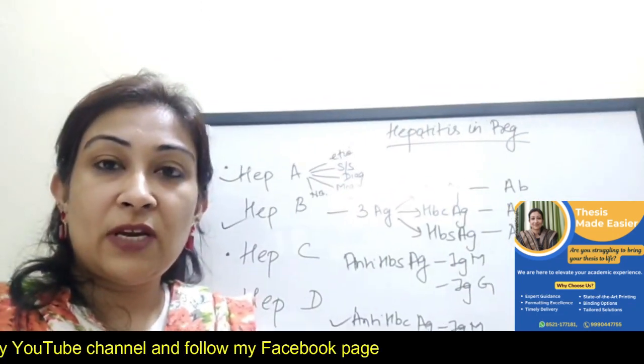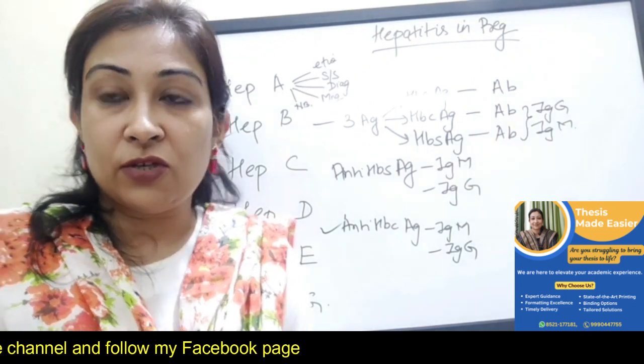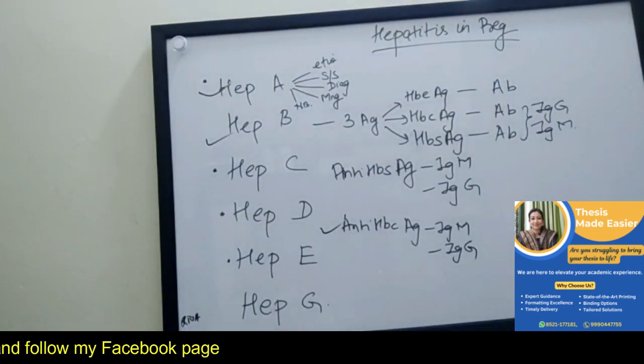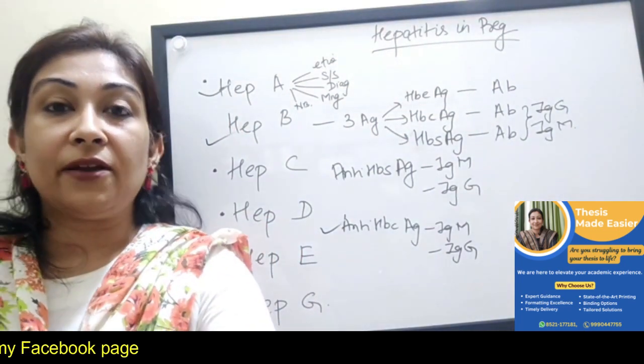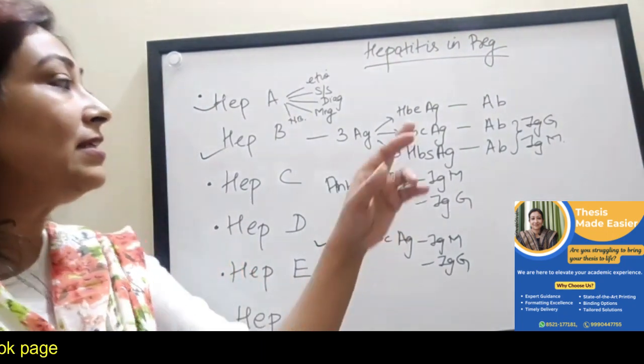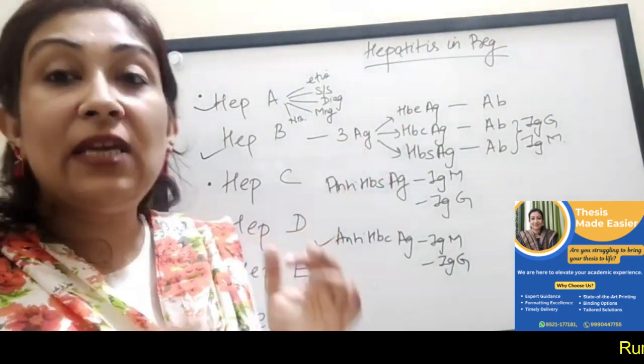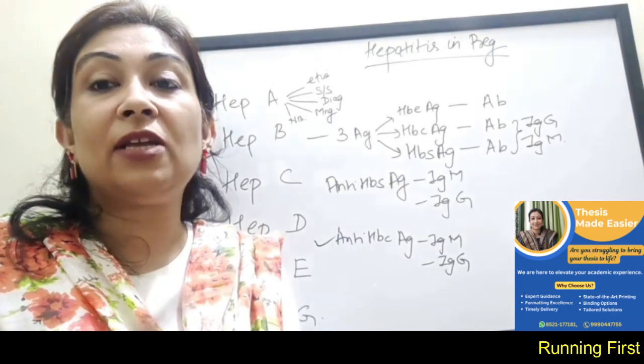Can you see? Because there is a lot of glare over here. Just hold on. Yes, it's clearer now. So these are the three different antigens: HBE antigen, HBS antigen, and HBC antigen.